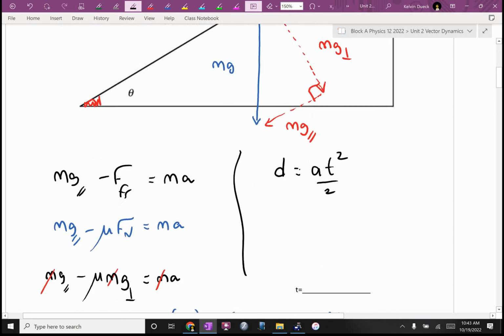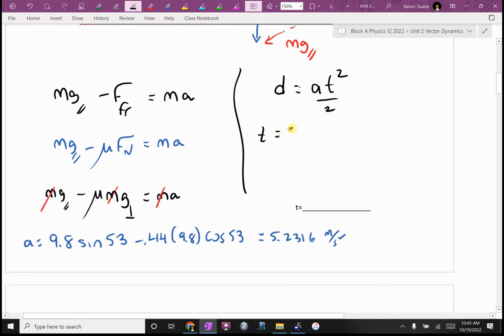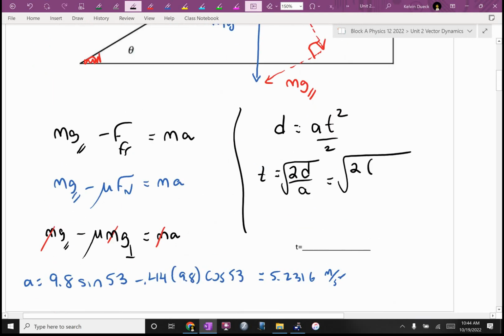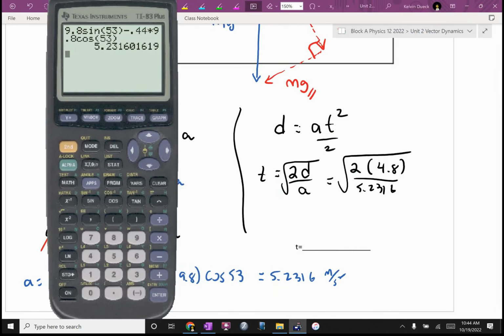Am I going from memory? Yeah. So t is going to be 2 times d over a square root. It's going to be the square root of 2 times, what was d, 4.8? Over, I'm going to write 5.2316, but you know I'm using my answer button. 2 times 4.8 divided by answer button, square root. Do y'all get 1.35?